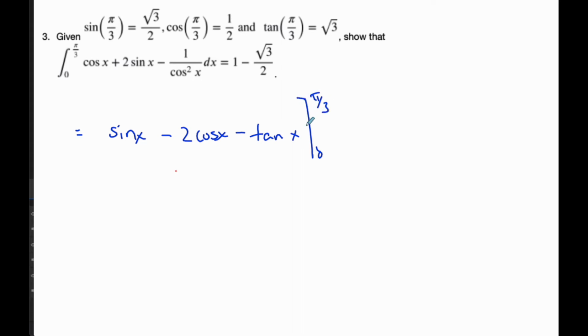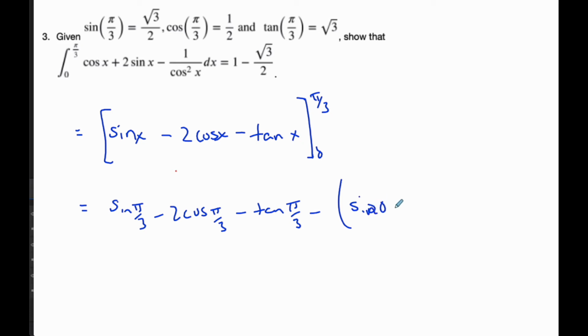Using the good notation here, we put a bracket on here, so I've taken the integral, and therefore I do not have the integral sign, and I have the values here. Be very careful with your notation. So now I'm just going to plug the values in. So it's going to be sine of pi by 3 minus 2 cosine of pi by 3 minus tangent of pi by 3, minus sine of 0, minus 2 cosine of 0 minus tangent of 0.